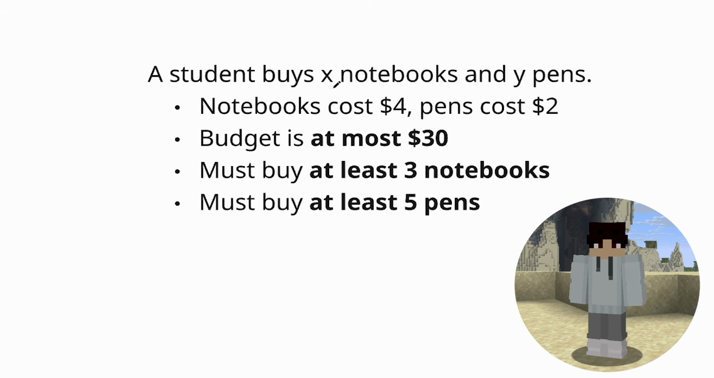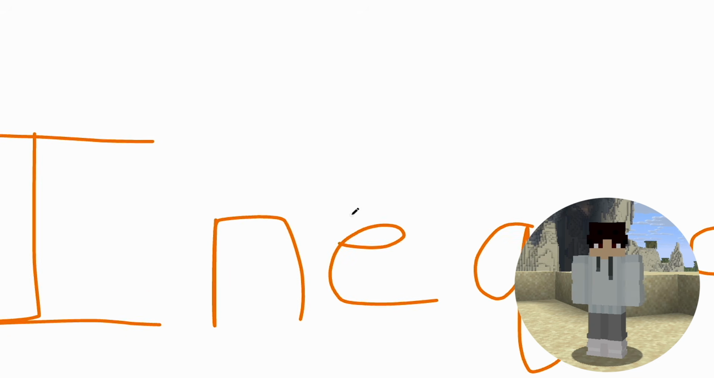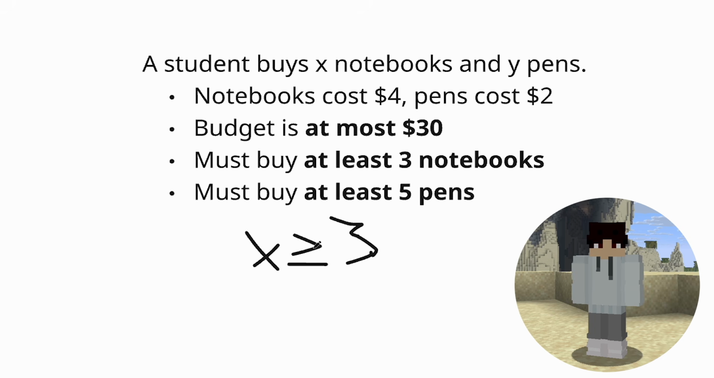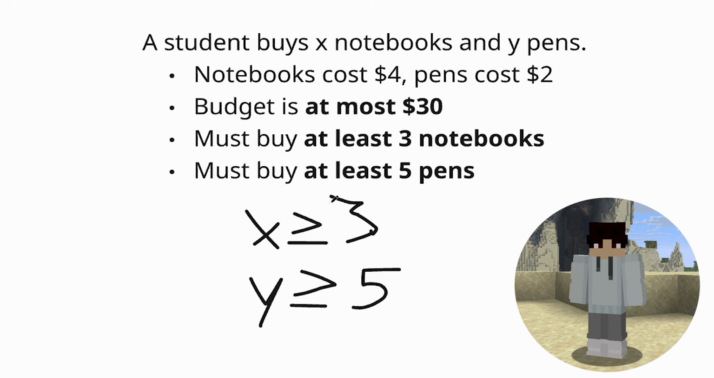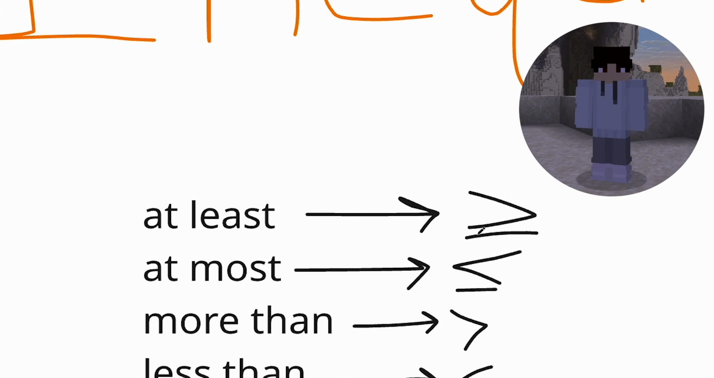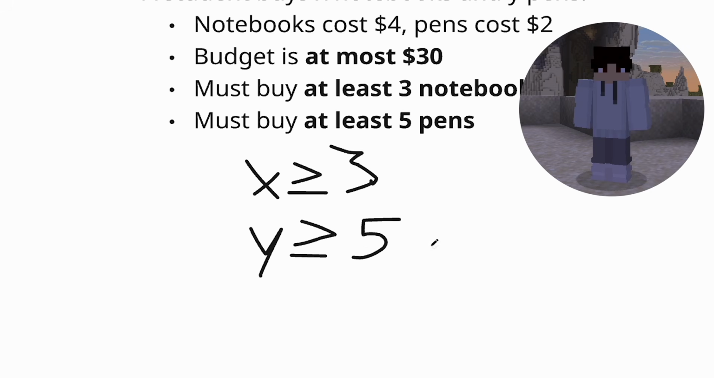So we can say here, X, which is notebooks, must be at least 3. So at least, if we go back to this thing up here, okay, yeah, greater than or equal to. And then Y, it must be at least 5. So then greater than or equal to 5. And then it says the notebooks cost these amounts, and so the budget is at most 30. At most is less than or equal to. So it would be 4x plus 2y is less than or equal to 30.